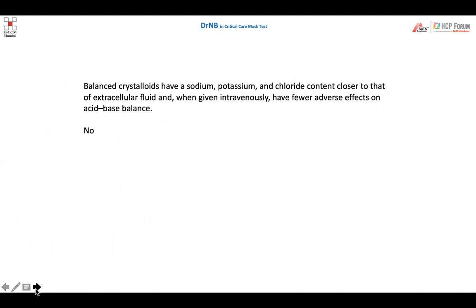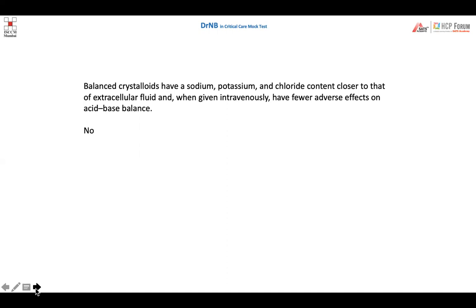What do you understand by the term balanced crystalloid solution? Is NS balanced? When we say balanced crystalloid solution, that means the electrolyte content of the fluid that we give is closer to the content of these same electrolytes in the extracellular fluid of the body. So they have the least adverse effects on the electrolyte balance as well as the acid-base balance.